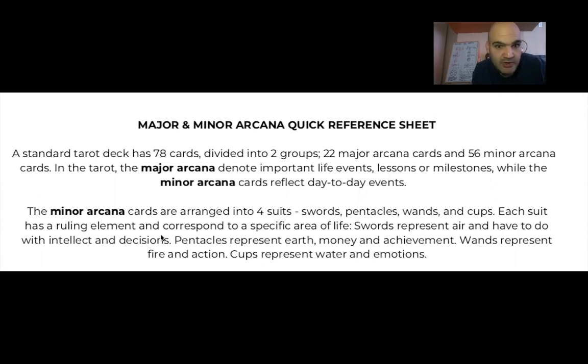Each suit has a ruling element and is connected to a specific area of life. Swords represent air and have to do with intellect and decisions. Pentacles represent earth, money, and achievement. Wands represent fire and action, and cups represent water and emotions. And yeah, it's interesting actually, because the number 56 adds up to 11, which is the two pillars of Boaz and Jachin, and 22 adds up to 4, which corresponds with the tetragrammaton, which is the 4-word name for God, which I'm going to go into explaining shortly.